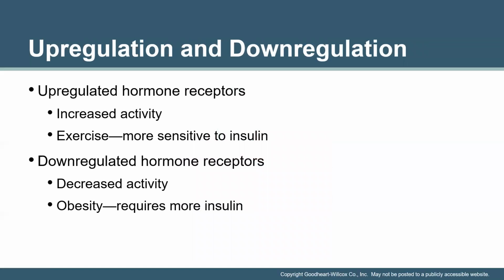We have to talk then about upregulation and downregulation. The activity of a hormone receptor can be upregulated, increased, or downregulated, which is a decrease, making them more or less sensitive to hormones, respectively. And upregulation is increased activity. So exercise will make us more responsive to insulin. A downregulated hormone receptor will have the ability to decrease the activity. So within obesity, it will require more insulin to be produced.